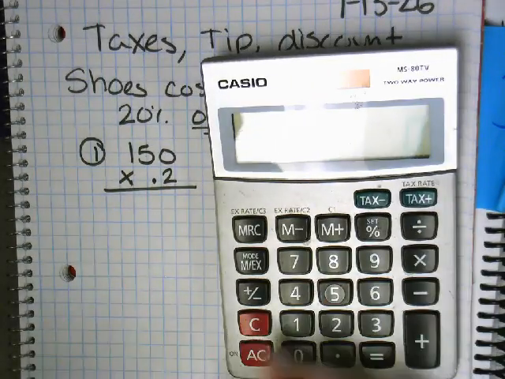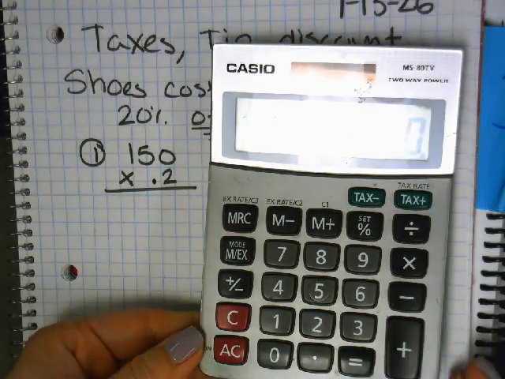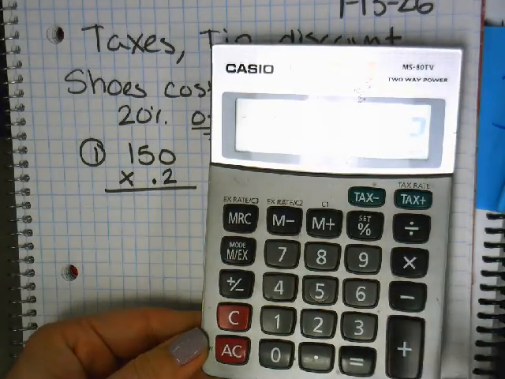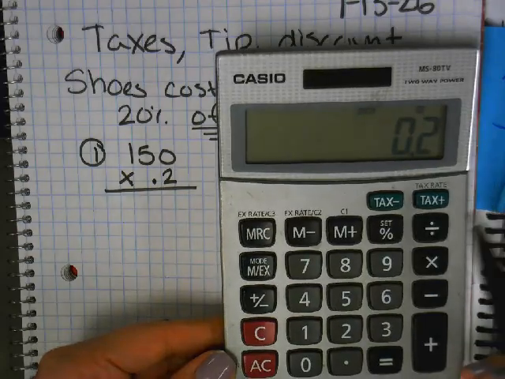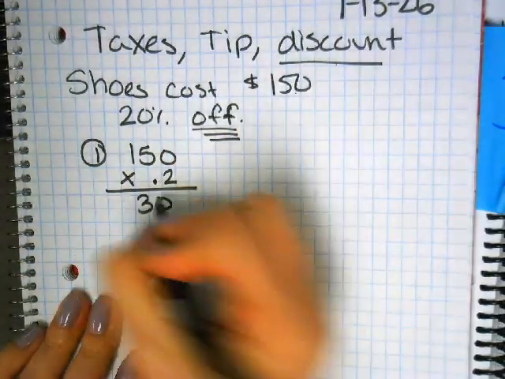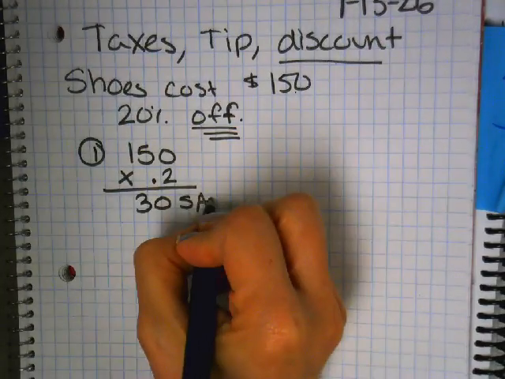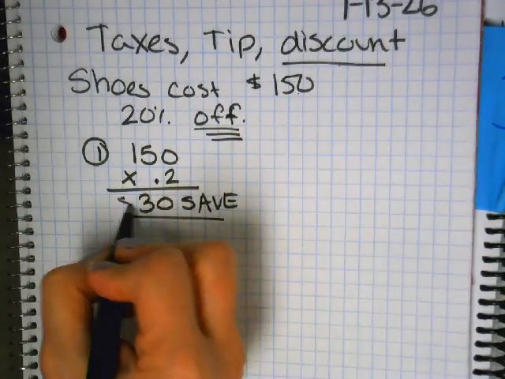All right, 150 times 0.2. Make sure it says 0.2 equals 30. 30, okay, what does 30 represent? 30 is how much you're going to save. $30 is how much I'm going to save.